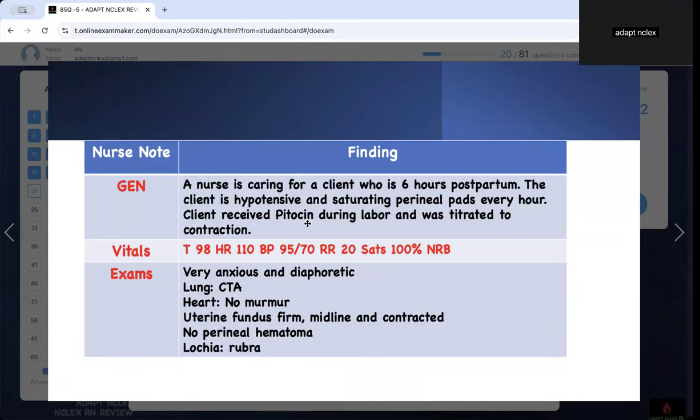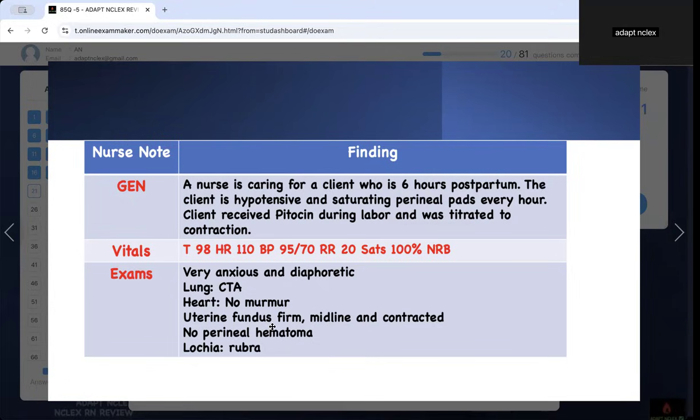Client received Pitocin during labor. That means use Pitocin to contract, and it was titrated to effect. Okay? Tachycardia, 110. Blood pressure is low. On 100% non-rebreather. Patient is anxious because they may be in shock. Diaphoretic.